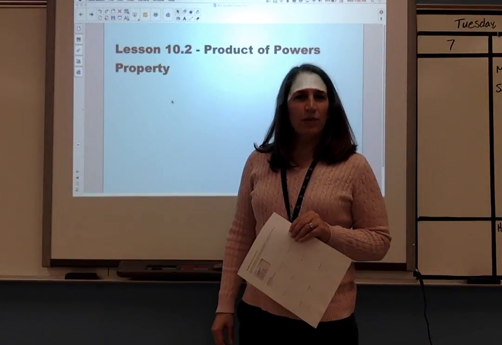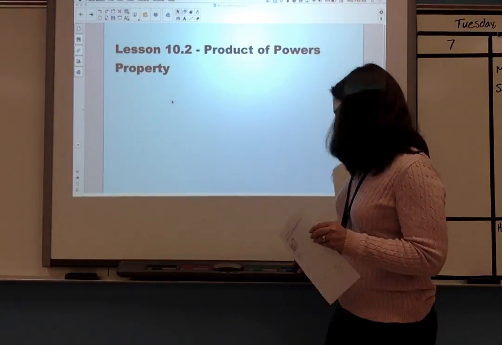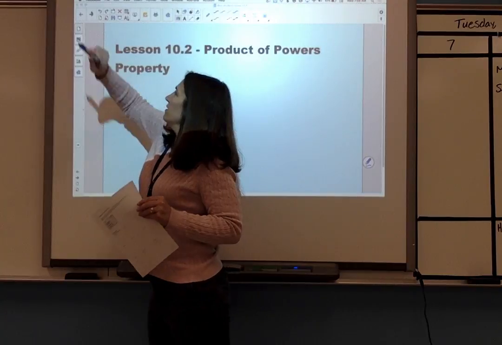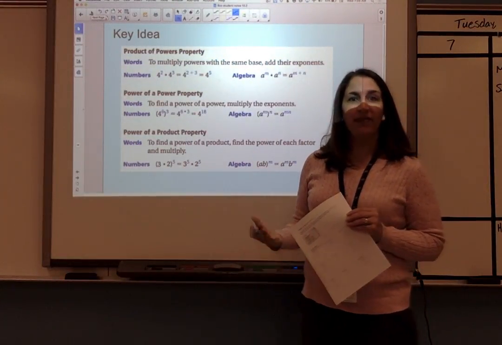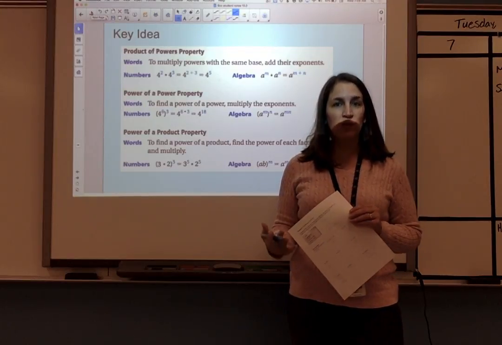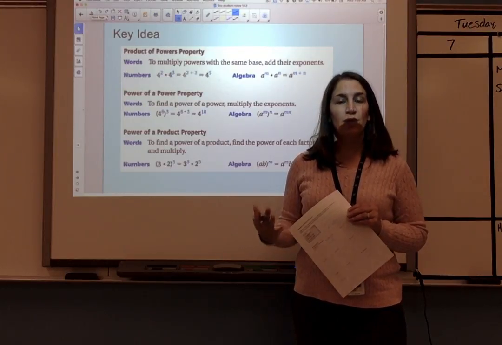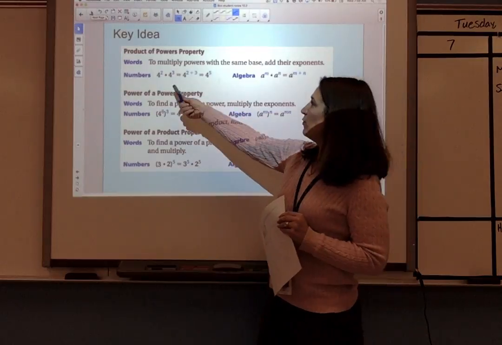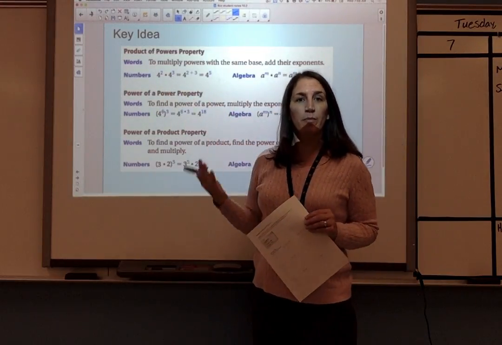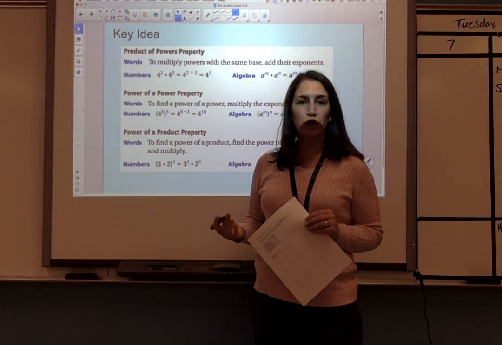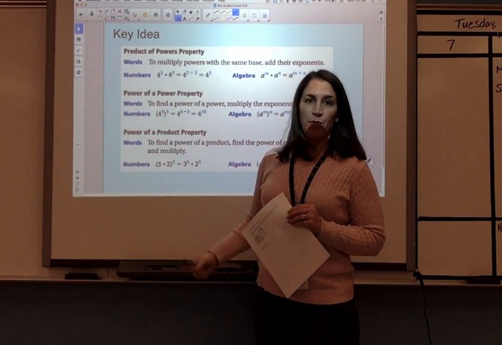Students, today's lesson is on the product of powers property. So we'll start by defining some properties. The first is the product of powers property, and that tells us that to multiply powers with the same base, we'll add their exponents. So here if we have 4 squared times 4 to the third power, both of those powers have a base of 4, so we can just add their exponents.